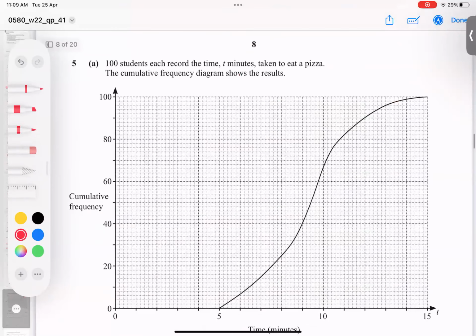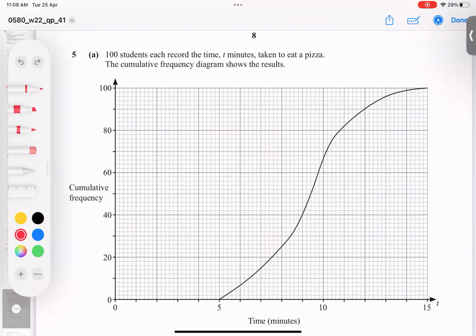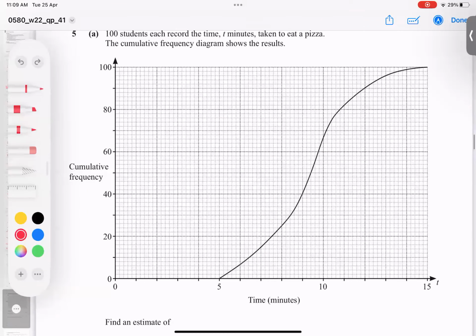So let's go to question number 5. Given 100 students, each records the time, in minutes, taken to eat a pizza. So how much time do the 100 students take to eat pizza? Some students take 5, but every student takes 5 minutes or more. I hope the question is clear.